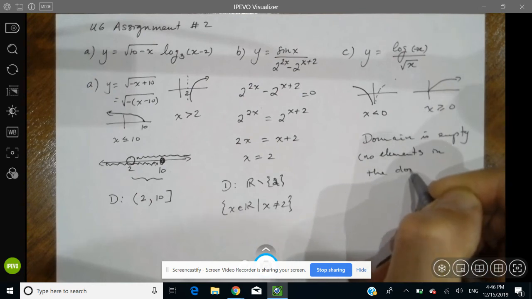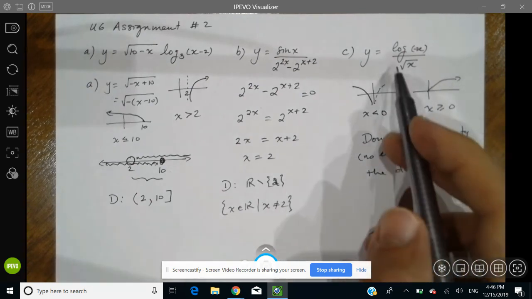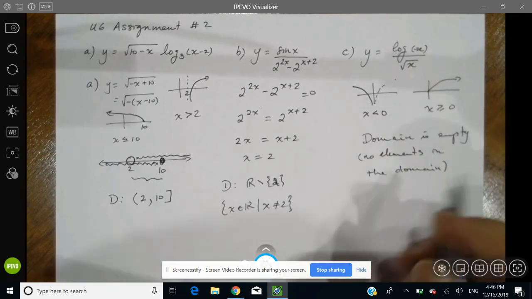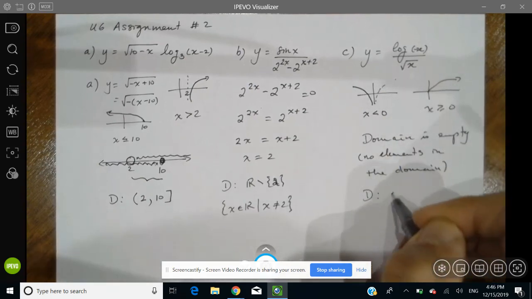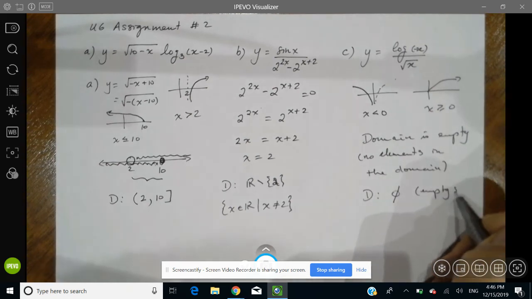So what does that mean? It means this function is never actually defined. We do have a symbol for it, something we haven't seen before, and this is what we call the empty set. Although I'd be perfectly happy if you gave me a description instead.